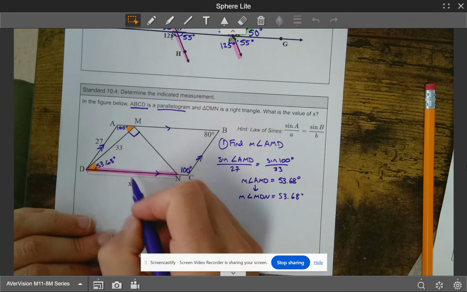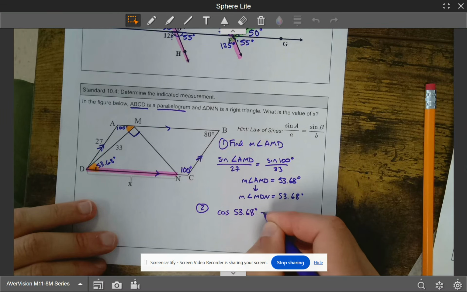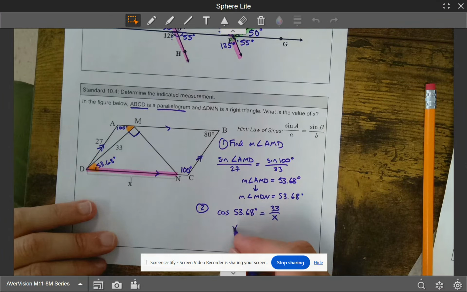Looks like we've got adjacent and hypotenuse, so cosine of 53.68 degrees equals adjacent over hypotenuse, and you're going to find that x is about 55.72 units.